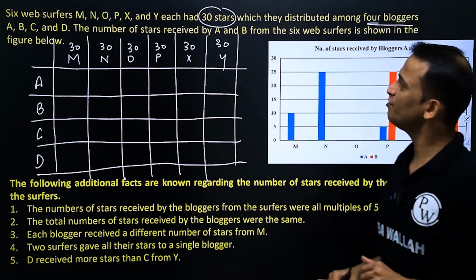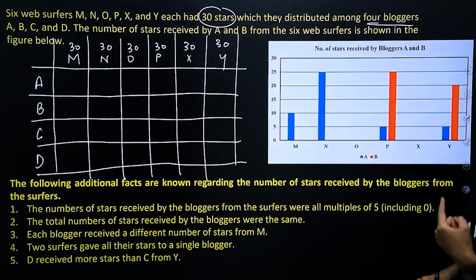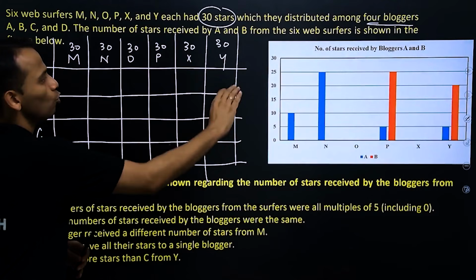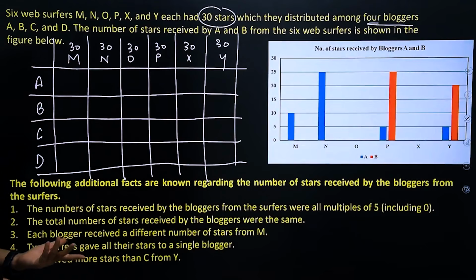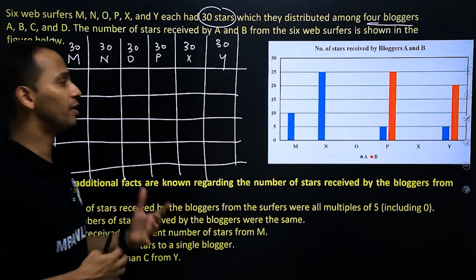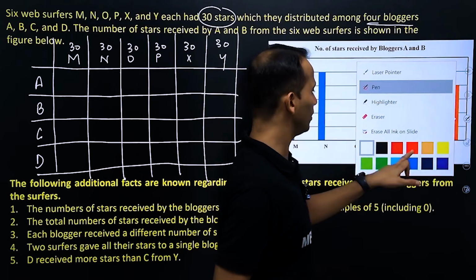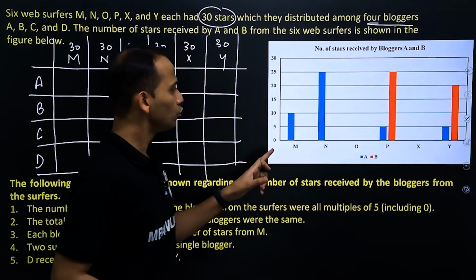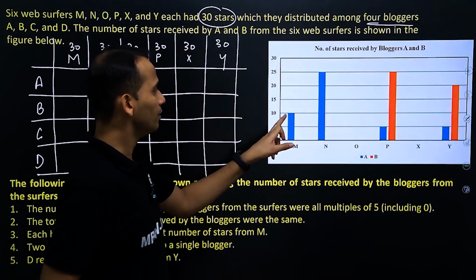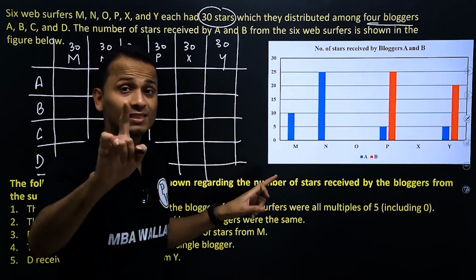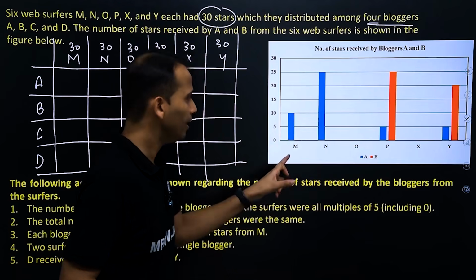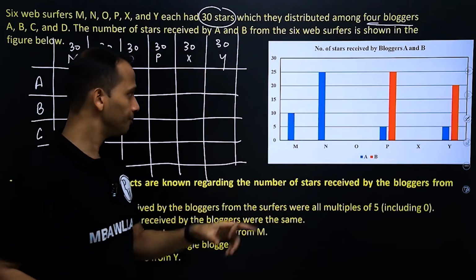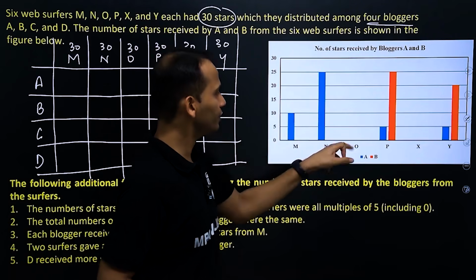The number of stars received by A and B from the 6 web surfers is already given. Complete information for the first 2 rows I already have, right? So this question is becoming very easy. So let's copy the values, all these values from the graph. So first of all, for A, 10, look at the sequence. Don't forget that. M, N, O, P, X, Y. I have used the same sequence. Thank God. So 10, 25, 0.